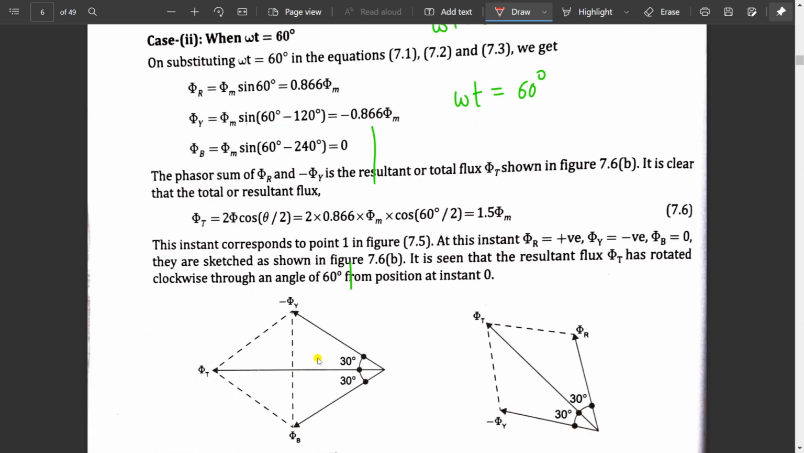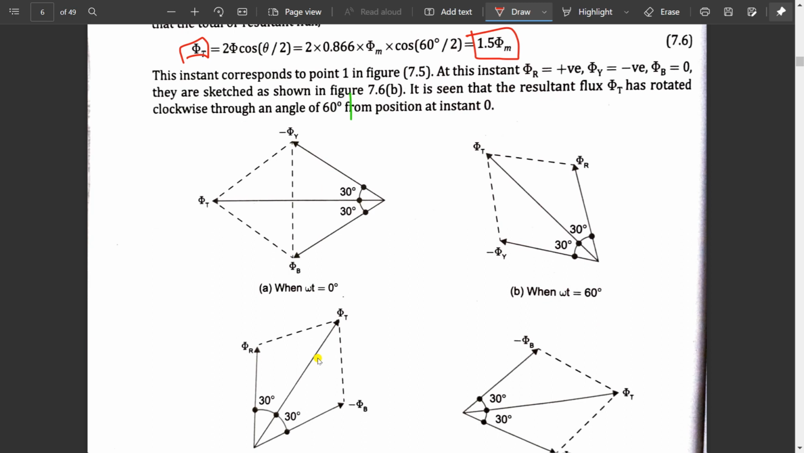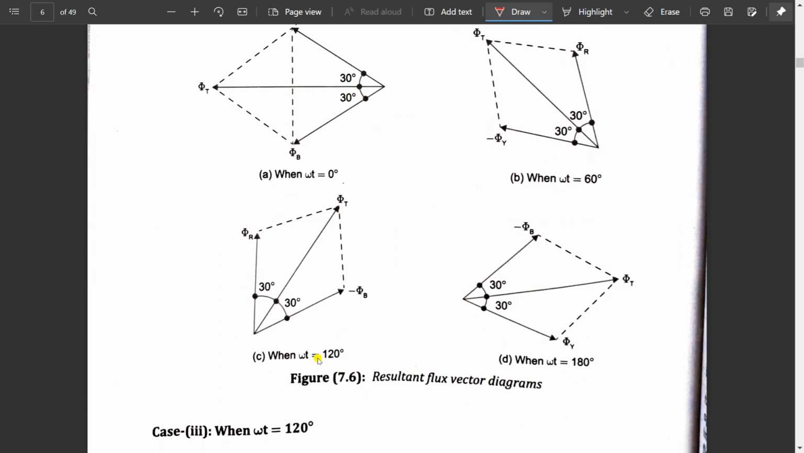I would like to add these three values. Now observe, when omega t is equal to 60 degrees, we saw in the diagram phi r is equal to a plus value of 0.866 phi m, phi y is equal to the minus value of this, and phi b is equal to 0. If you add these three, you will get phi t equal to 1.5 times phi m. At 60 degrees, how much value do you get? 1.5 of the maximum value.